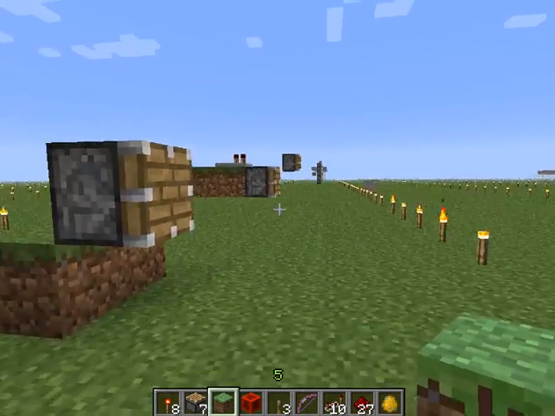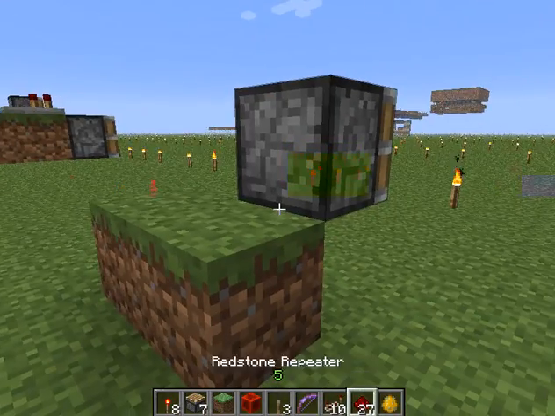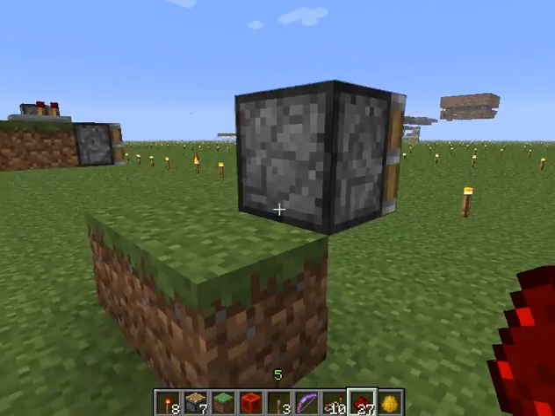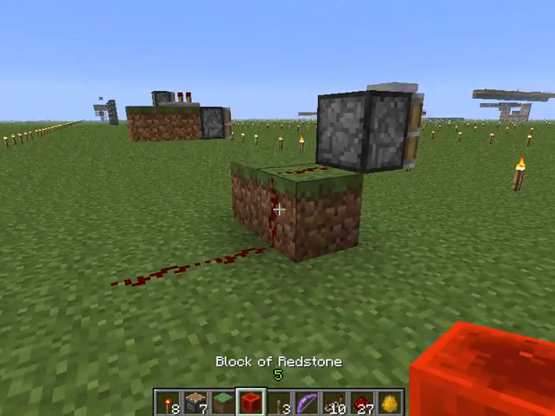So here are all the ways that you can power a piston. The first way is to have redstone leading directly into the piston. So this one is definitely the most obvious of all.